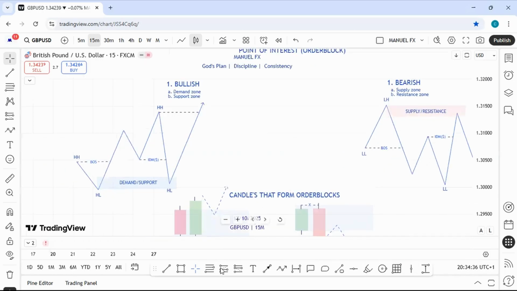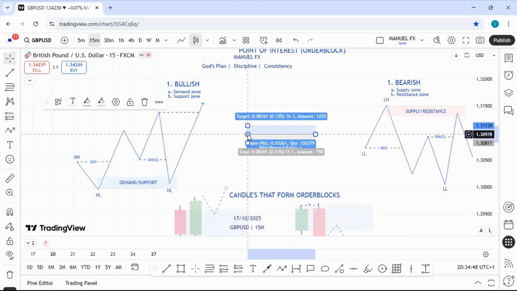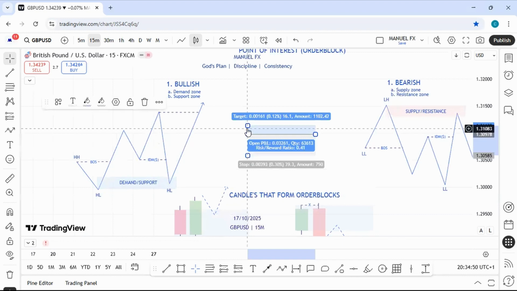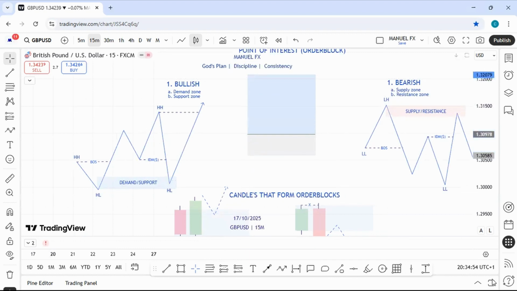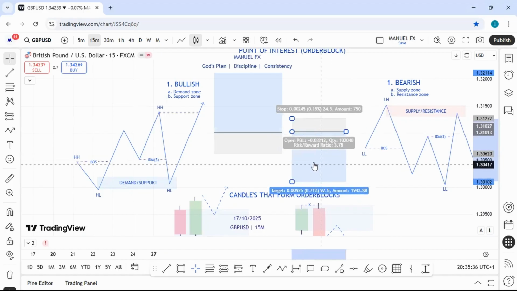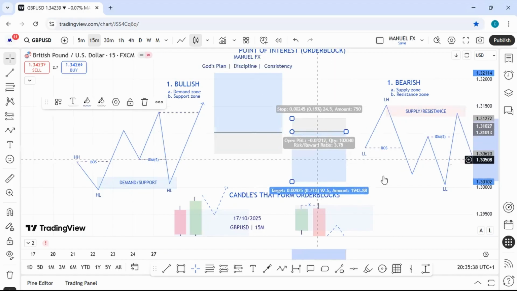Now, when we place, there are two tools here. We call them the long position and the short position. The long position is for buys, and it looks like this. The long position is for buys and the short position is for sales.